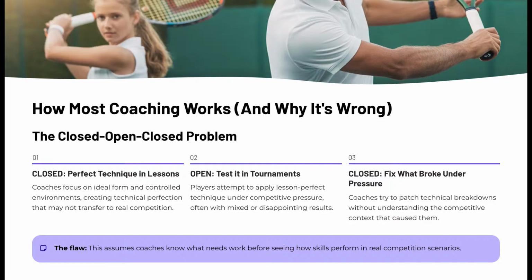And then we open it up. So we go and play a tournament and we see how that forehand that we've been working on for the last 2 weeks works. And then when it doesn't work, what do we do? We close it back down to fix it, because while it worked in practice, the added pressure of the tournament environment kept it from flowing the way that we wanted it to.